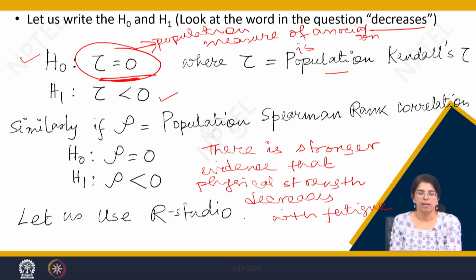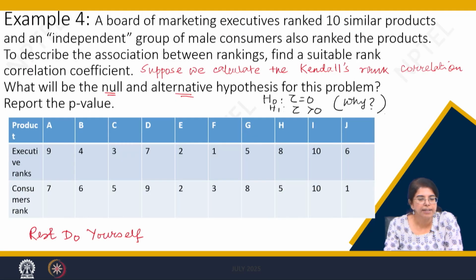Is clear? Similarly, you can have one more example, example 4. A board of marketing, a very realistic example: a board of marketing executives ranked 10 similar products and an independent group of male consumers also ranked the products. To describe the association between rankings, find a suitable rank correlation.